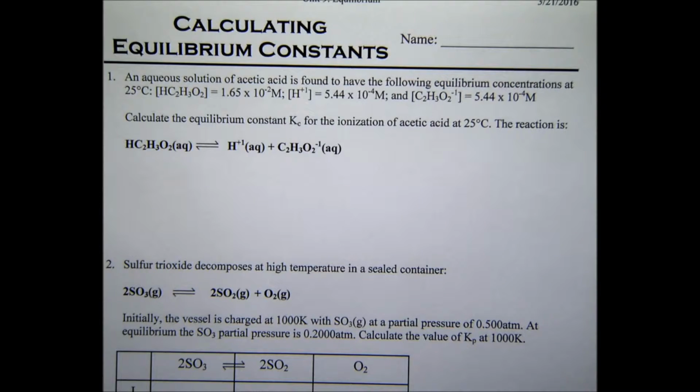So the question here says an aqueous solution of acetic acid is found to have the following equilibrium concentrations at 25 degrees Celsius. So equilibrium constants are temperature dependent. So if we do it in the lab at 22 degrees Celsius, and then we do it later in June at 31 degrees Celsius, we'll get different answers. It might not be drastic, but they will of course change.